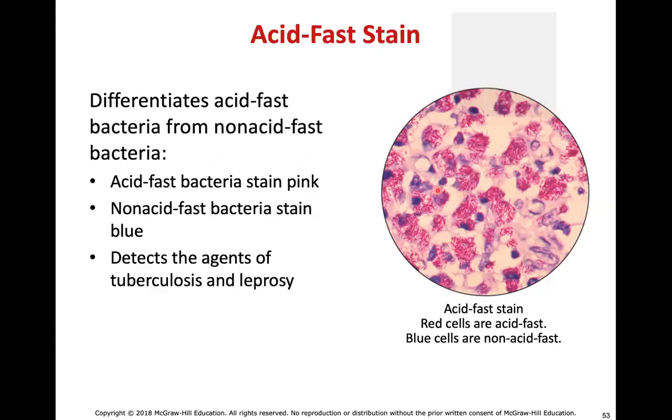Acid-fast stain will differentiate acid-fast bacteria from non-acid-fast bacteria. Your acid-fast bacteria will stain pink and your non-acid-fast bacteria will stain purple. One particular bacteria that it will stain is Mycobacterium tuberculosis. So if they suspect that you have TB, they will take some culture, prepare a bacterial smear, do an acid-fast stain, and if they see all of these pink rods, then it's positive for TB.